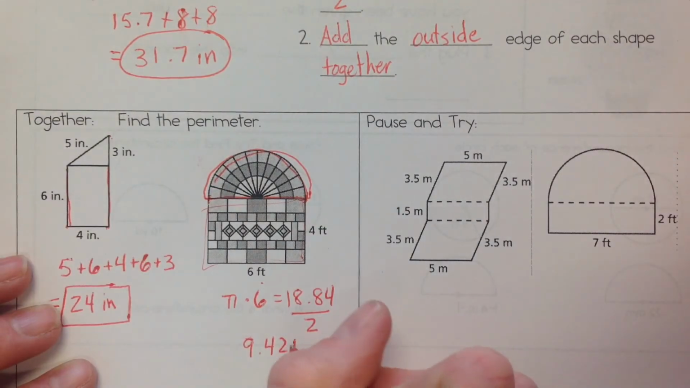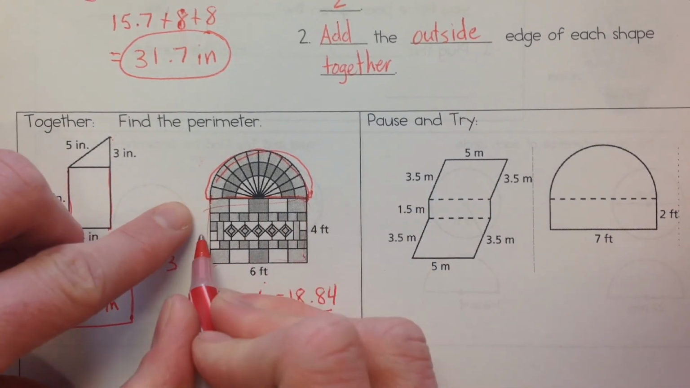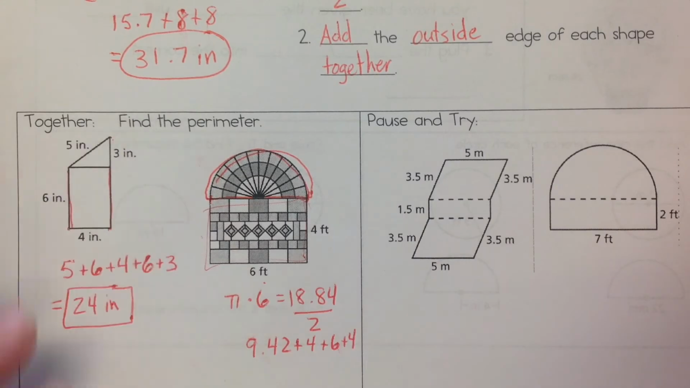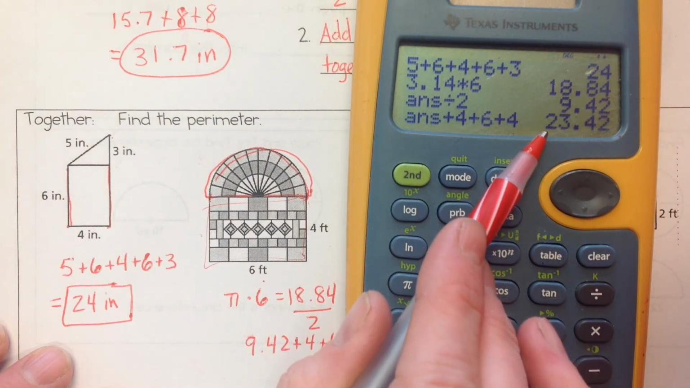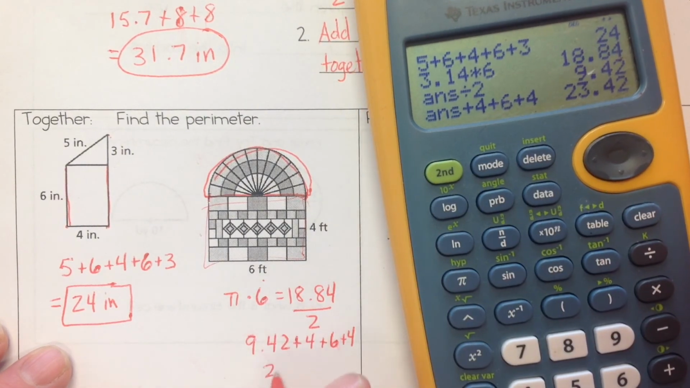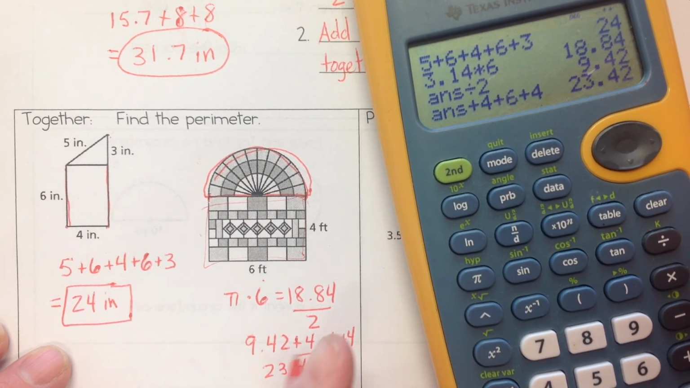And then I must add 4 and 6, and oh, this one also has to be 4 back in. So I have plus 4 plus 6 plus 4. And so my total perimeter would be 23.42 feet this time.